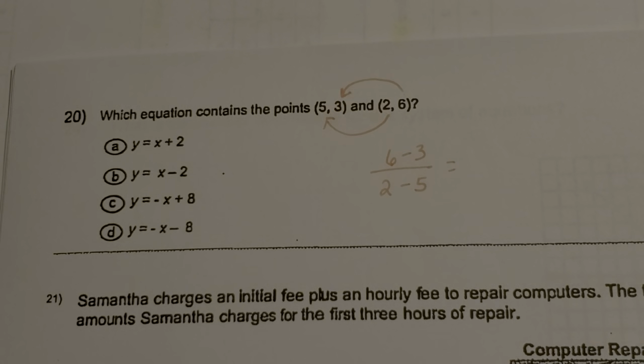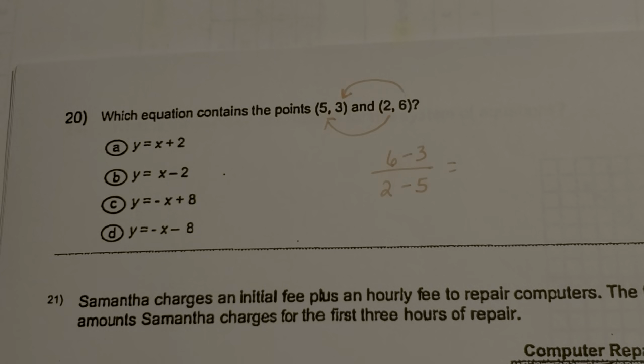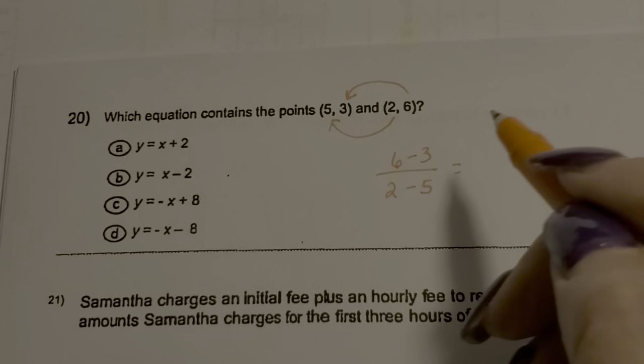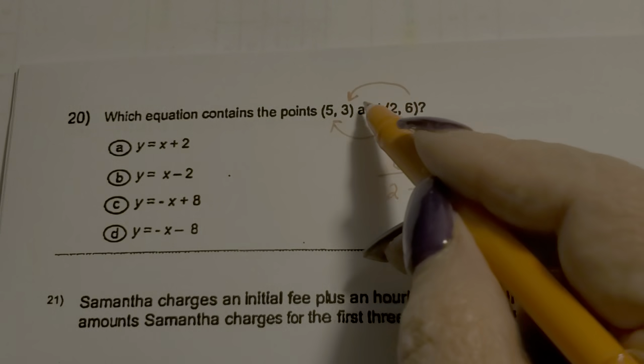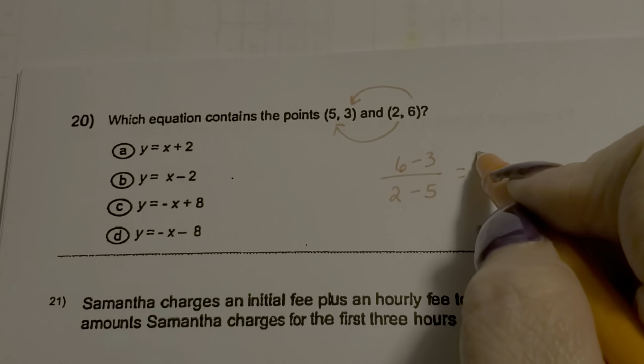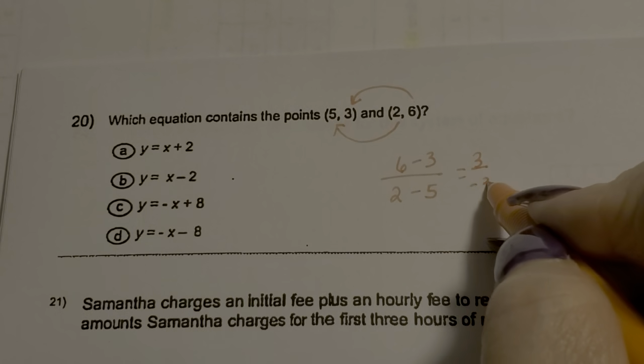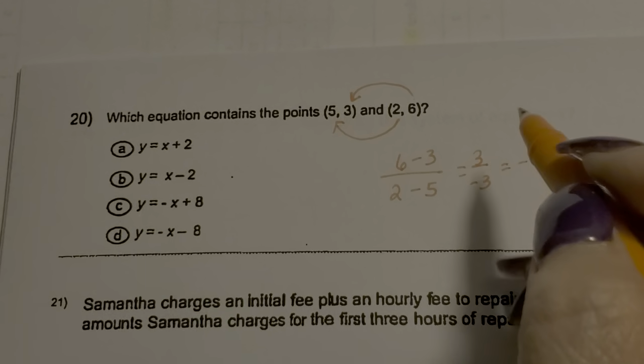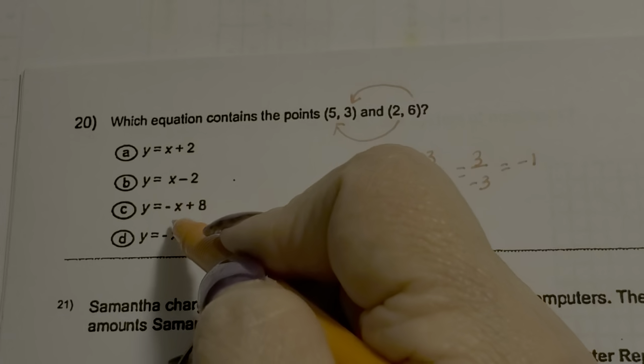Question 20 asks for the equation that contains the points (5, 3) and (2, 6). If we use y sub 2 minus y sub 1 over x sub 2 minus x sub 1, we find the slope to be 3 over -3, which is -1. C and D have a -1 slope.